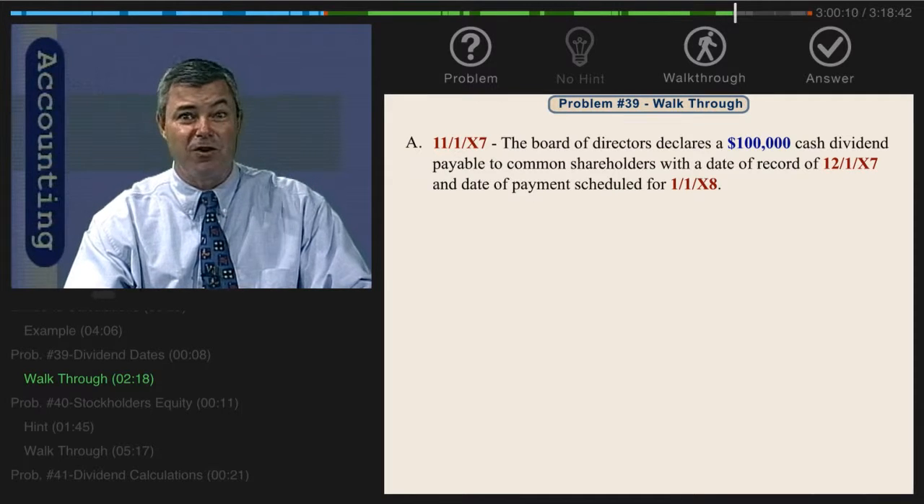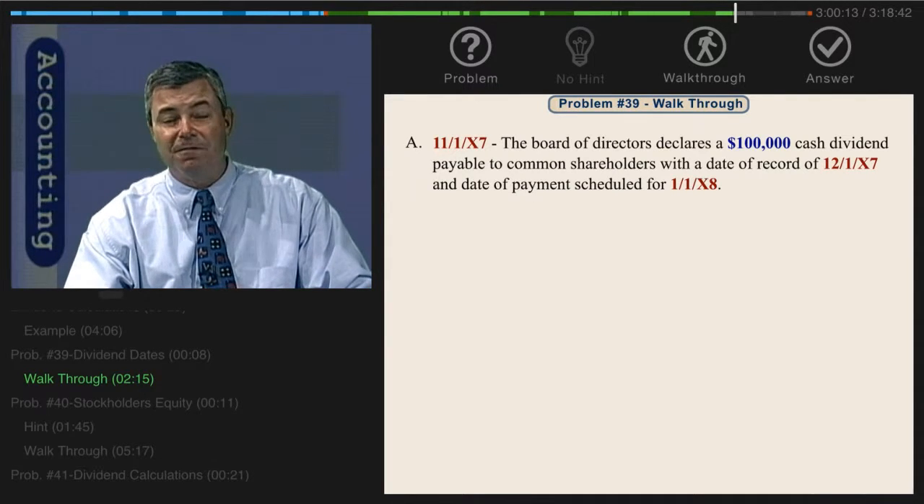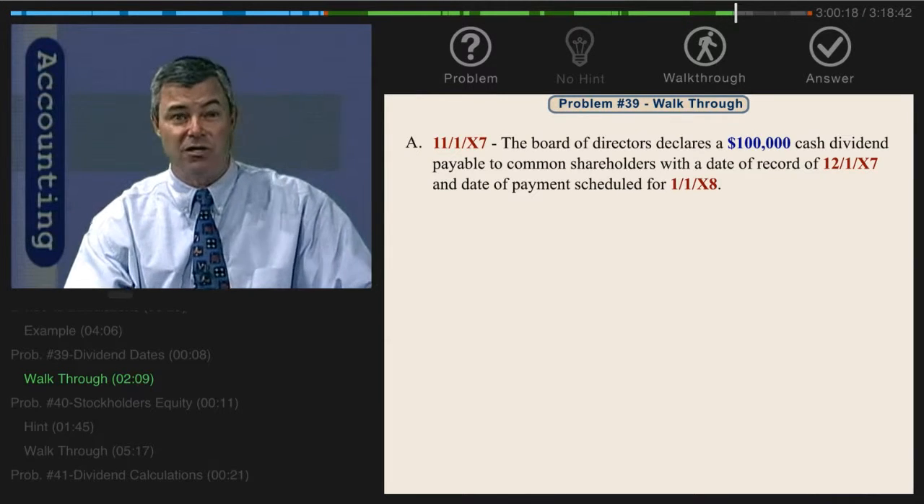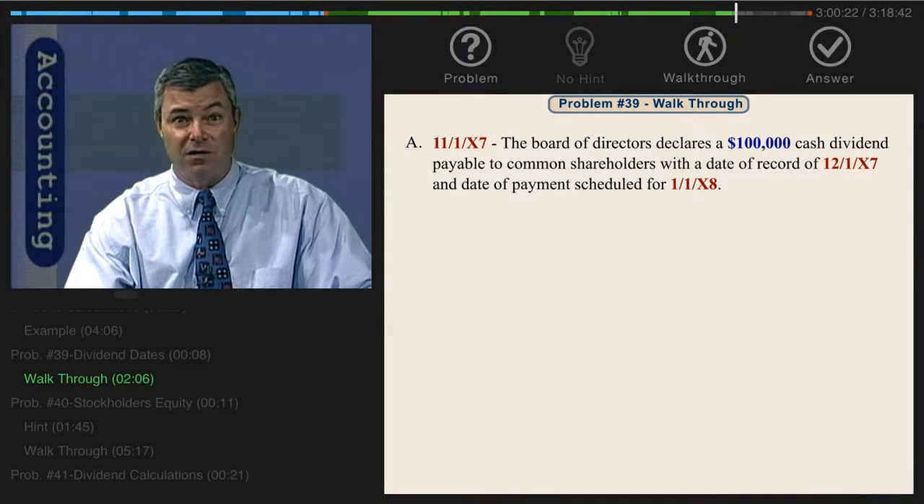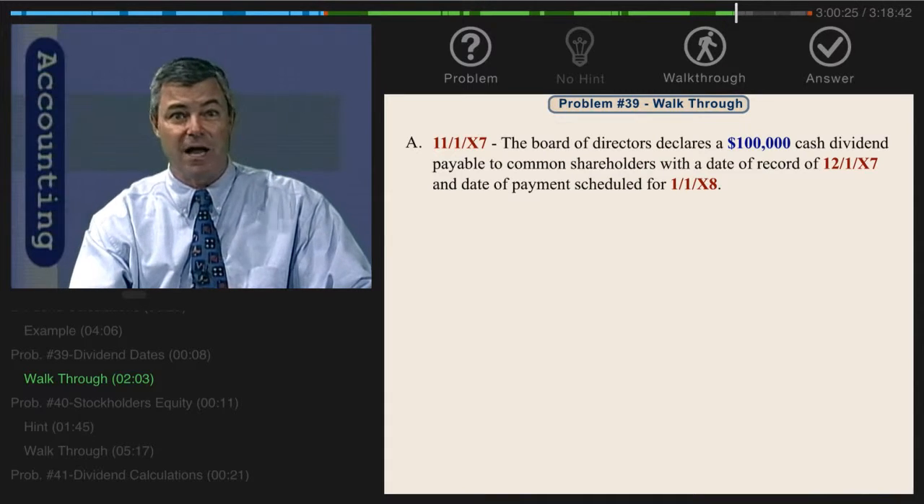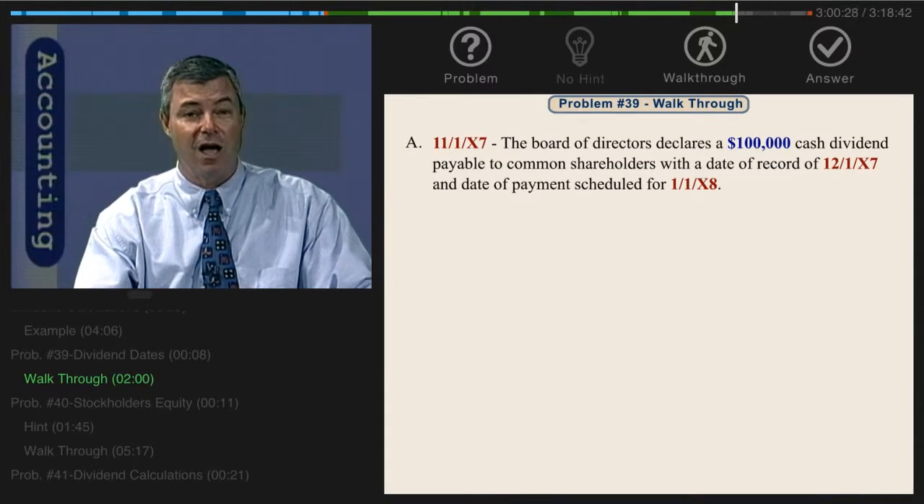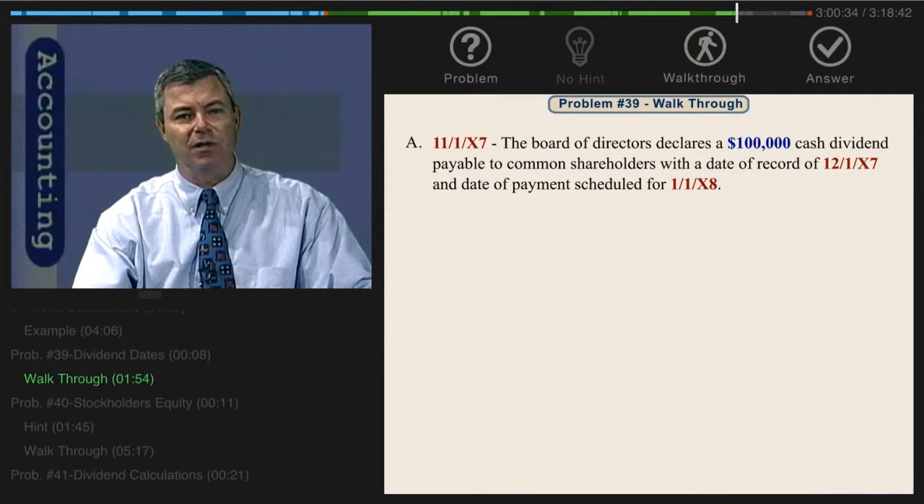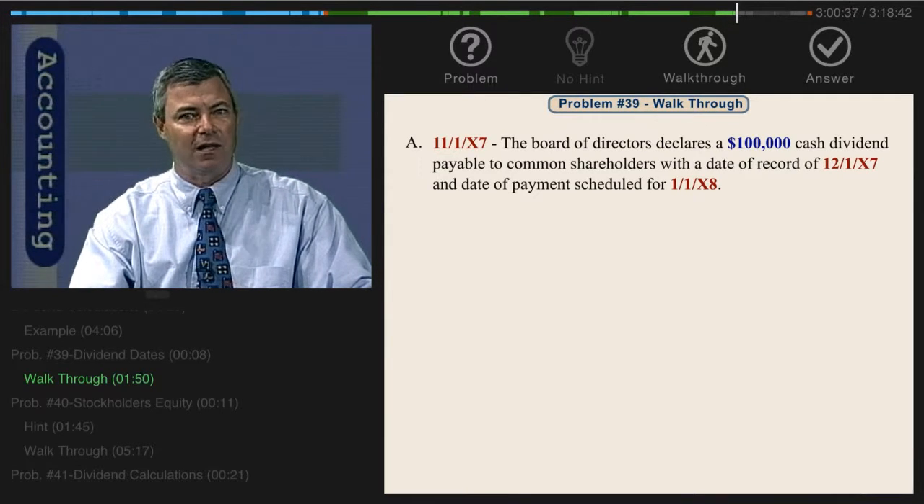Apparently there is no preferred stock in this particular case, because if they were declaring a dividend and there were preferred shareholders, there certainly would be an allocation to them before any allocations of dividends to common shareholders. So in this example, apparently this company has not issued any preferred stock. All we're doing here is making sure we understand the entries again and practicing the entries given the various dates associated with the declaration of dividends.